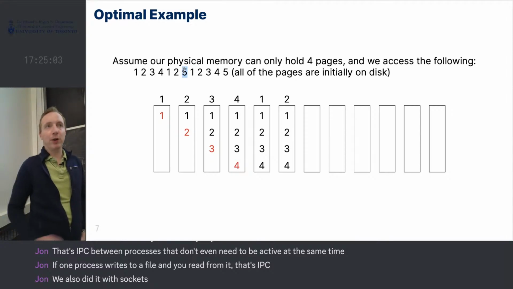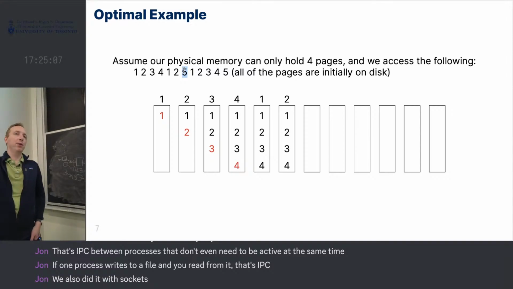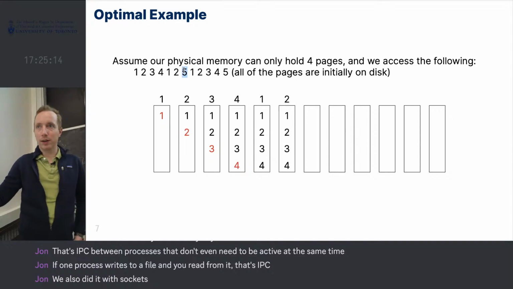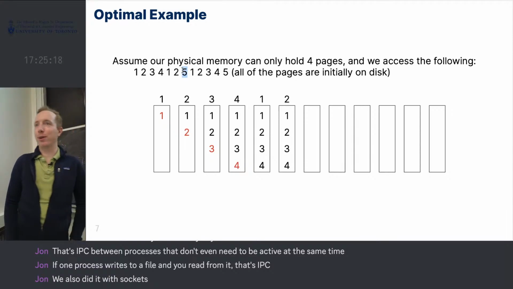Yeah, so we're using optimal right now. So optimal is I look into the future, and I replace the page that won't be used in the longest period of time. Just throw out anyone, I guess. Throw out 4, we got lots of 4s.